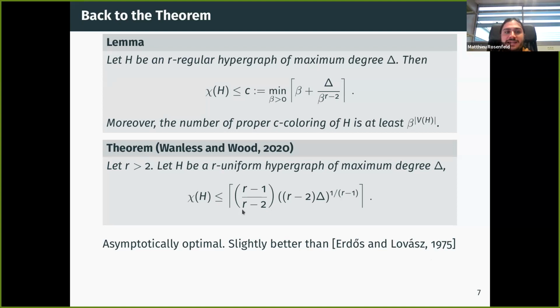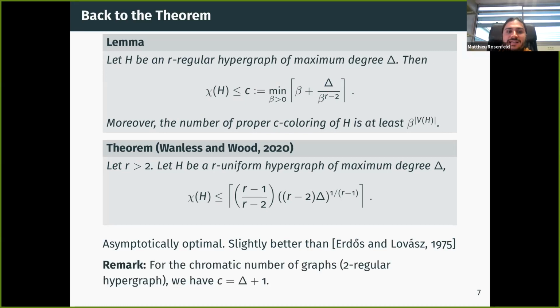So let's look at the case R equal 2, right? R equal 2 is all my edges are size 2, so it's just a graph. This is proper coloring of graphs. So let's look at this quantity. In this case, this part vanishes, right? So I only have beta plus delta. So I want to minimize beta plus delta where beta is larger than 0, which means this is delta plus 1. So I obtain that the chromatic number of a graph is at most delta plus 1, which is optimal.